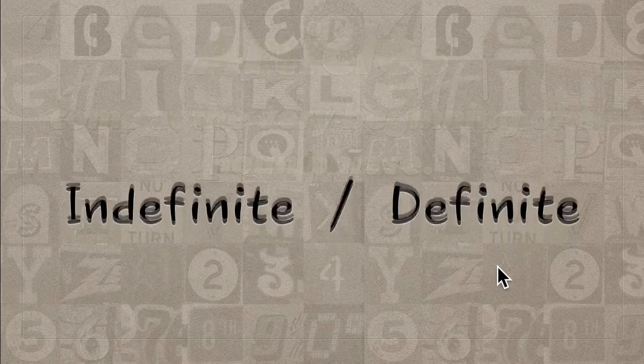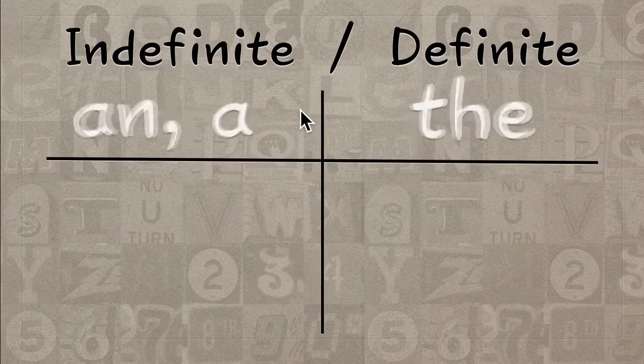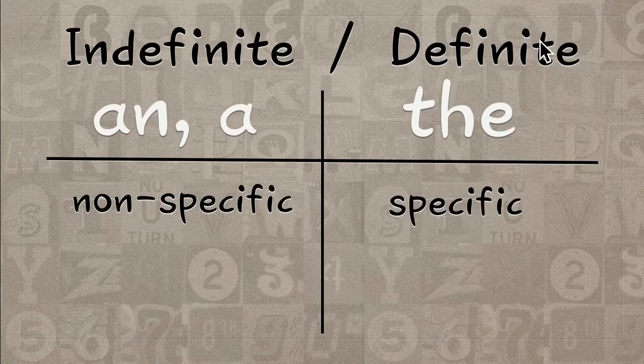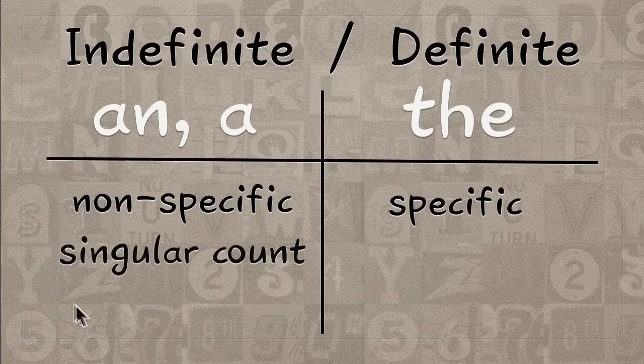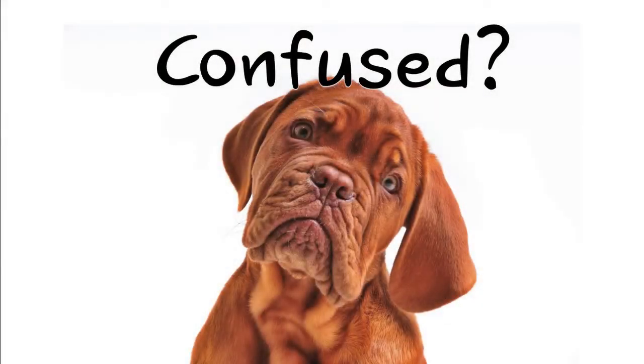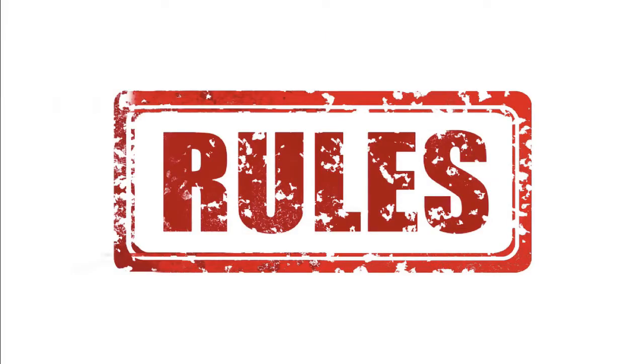But what does that mean? Indefinite are for an and a. Definite is for the. What does indefinite mean? Well, simply, it's not specific. And definite means specific. So here, we're probably talking about something we're uncertain about. And here we're talking about something we are certain about. Also, the indefinite articles, an and a, are used for singular count nouns, and the definite article, the, is used for all nouns. It can be any time. So, are you confused? That's okay. You probably should be. But let's go over some of the rules, and you should better understand.